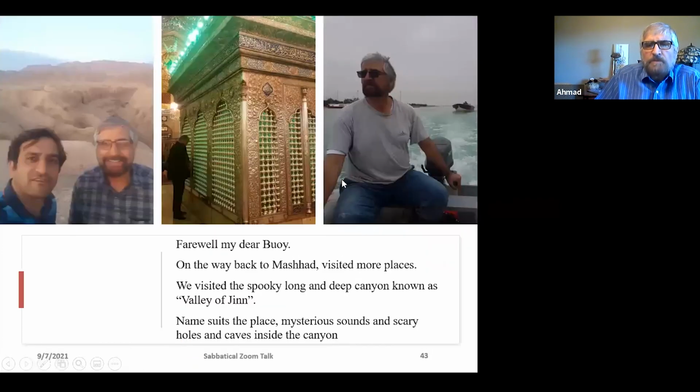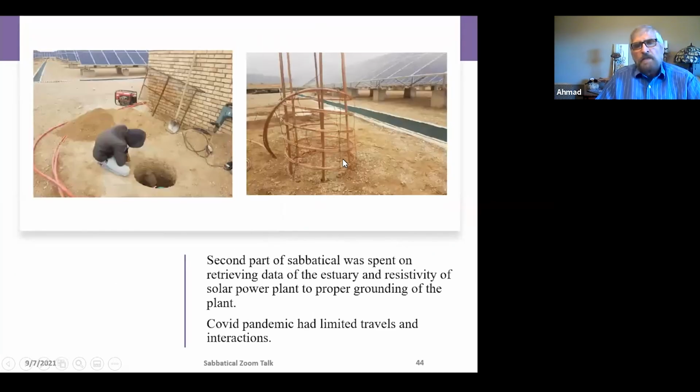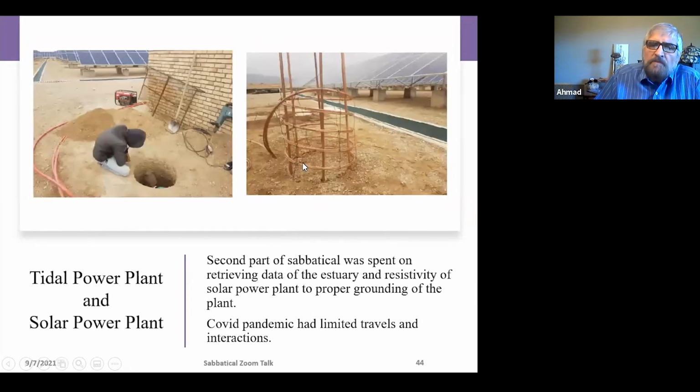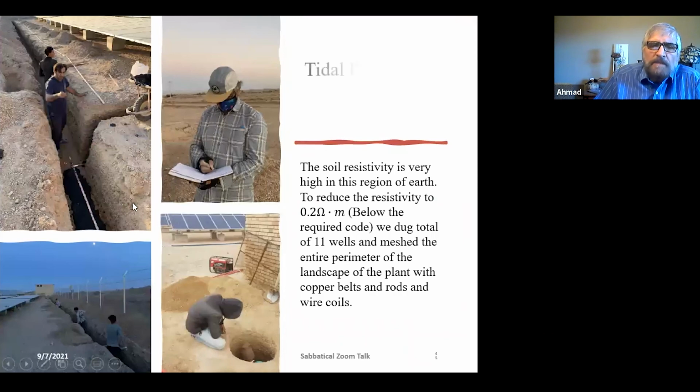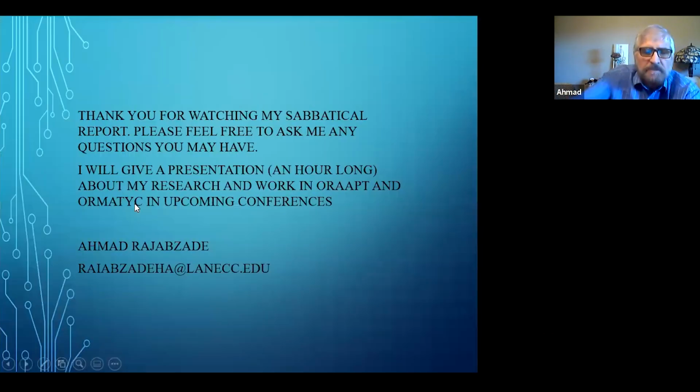Saying farewell to our estuary and letting the data be collected for several months, we go back, and on the way back, we visit this valley of Eugene, which is very deep and very spooky. And the rest of this work is on the grounding of the solar power plant that I hope I will talk about some other time.